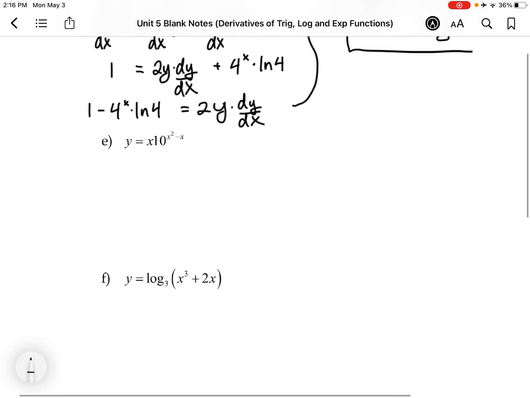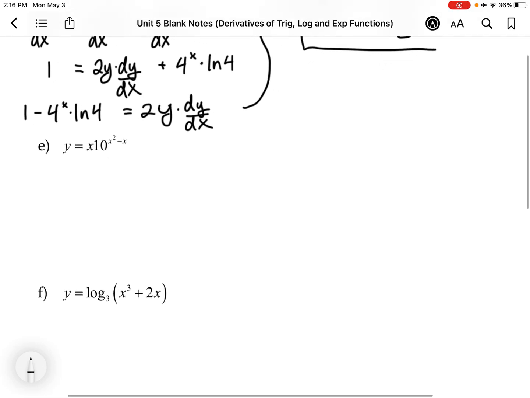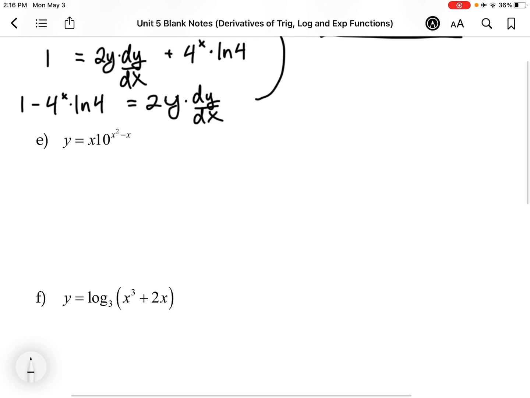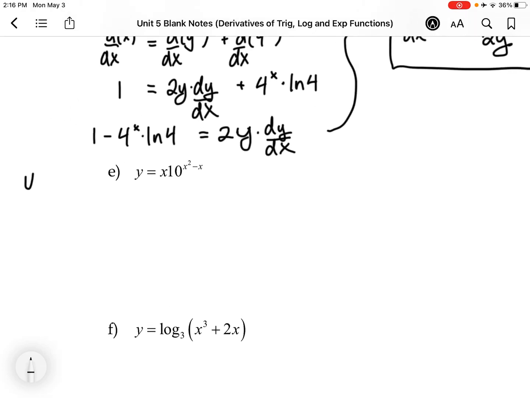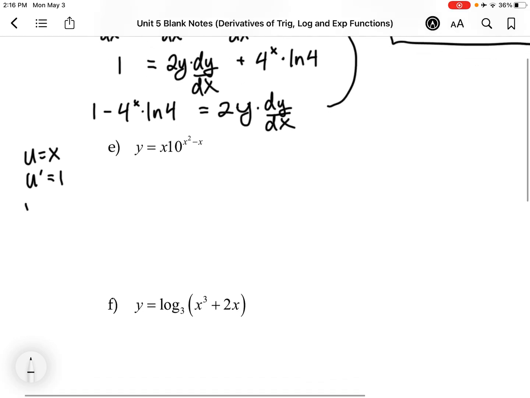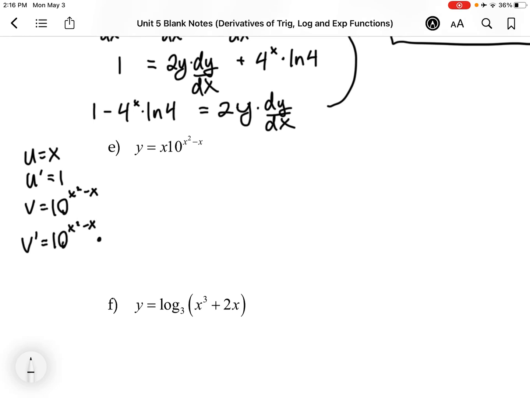Okay, and for E, I have here an exponential function and a product rule. And it looks like I have a chain rule as well. Lots of stuff going on. I'm going to start with my product rule. Okay, so u is x, u prime is 1. V is 10 to the x squared minus x. V prime is going to be 10 to the x squared minus x times ln 10 times the derivative of x squared minus x, which is 2x minus 1.